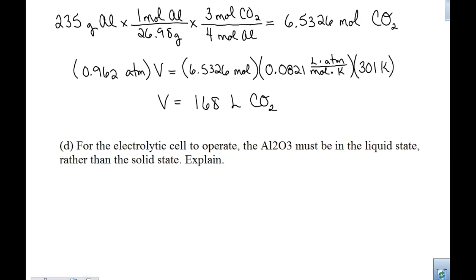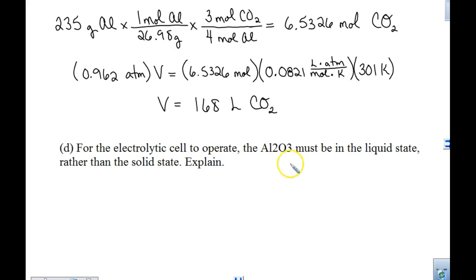Moving on to part D, and I can't type in subscripts. The Al2O3 must be in the liquid state rather than the solid state. Explain. Okay? In order for charges to move, or for electricity to be conducted, ions must be mobile. So, electrolytes have mobile ions.